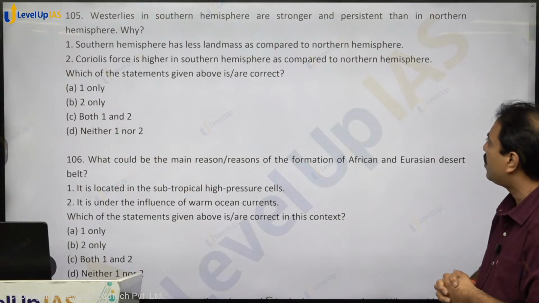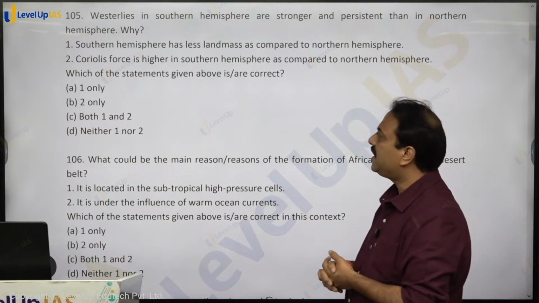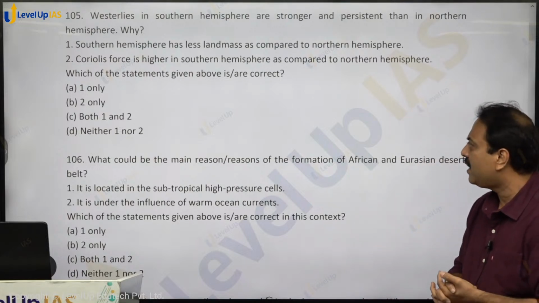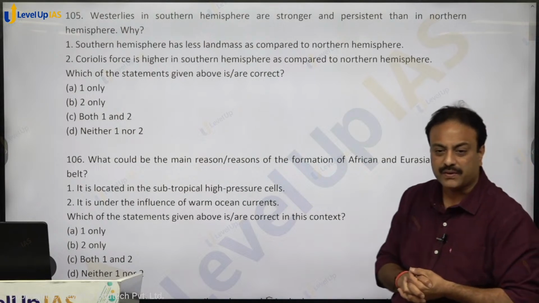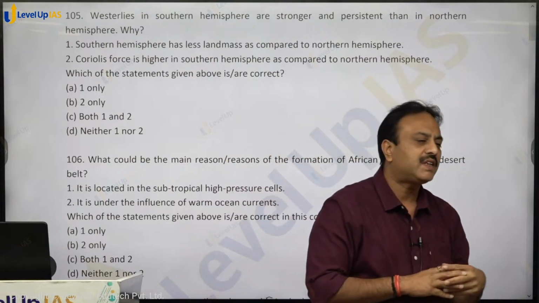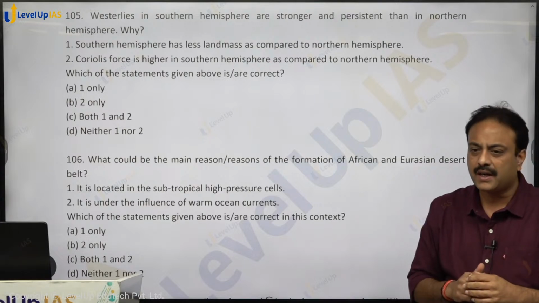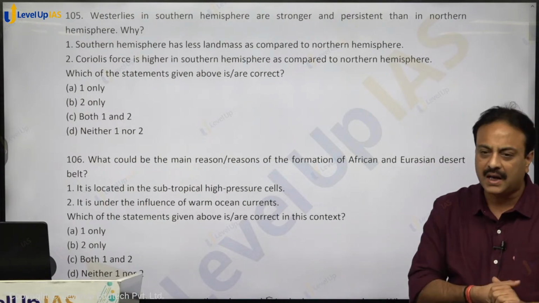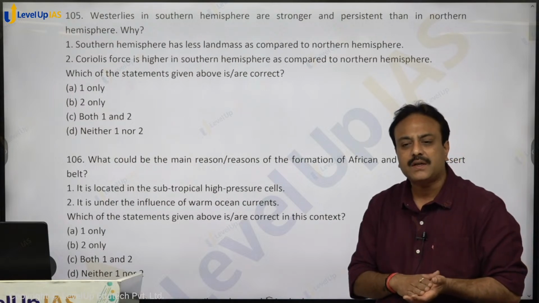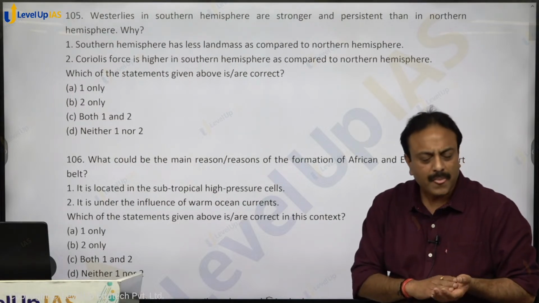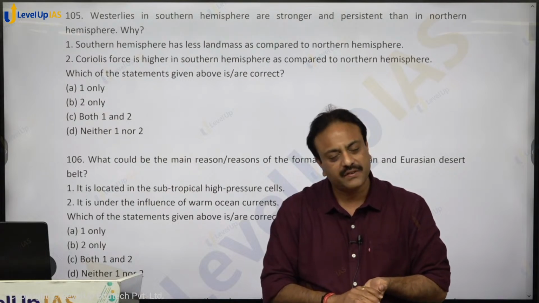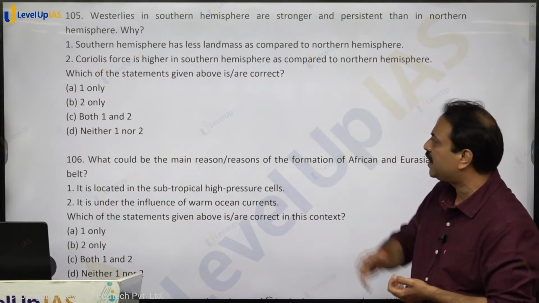Westerlies in the southern hemisphere are stronger and more persistent than in the northern hemisphere. Now, westerlies in the southern hemisphere are stronger and persistent. This is a true statement. The reason given over here: the southern hemisphere has less land mass as compared to the northern hemisphere. Because the northern hemisphere is a land hemisphere, the southern hemisphere is an ocean hemisphere. So when westerlies move over the oceans in the southern hemisphere, they are not affected by friction provided by the land mass. And as such the speed of the westerlies goes on increasing. And so the westerlies have the names furious roaring 40s, furious, shrieking, screaming 70s, right? So these are the local names of westerlies.